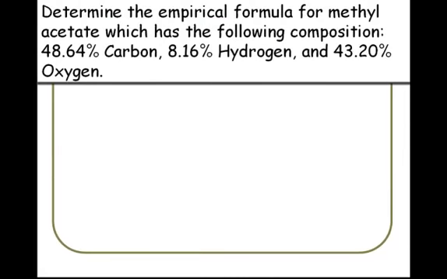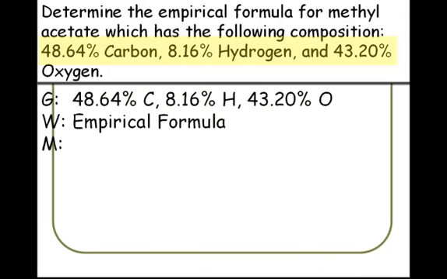Let's determine the empirical formula for methyl acetate, which has the following composition: 48.64% carbon, 8.16% hydrogen, and 43.20% oxygen. Well, we're given our percent compositions. We're given 48.64% carbon, 8.16% hydrogen, and 43.20% oxygen. We want our empirical formula.